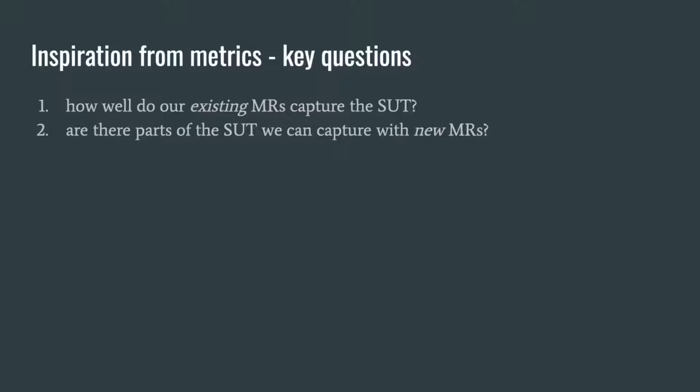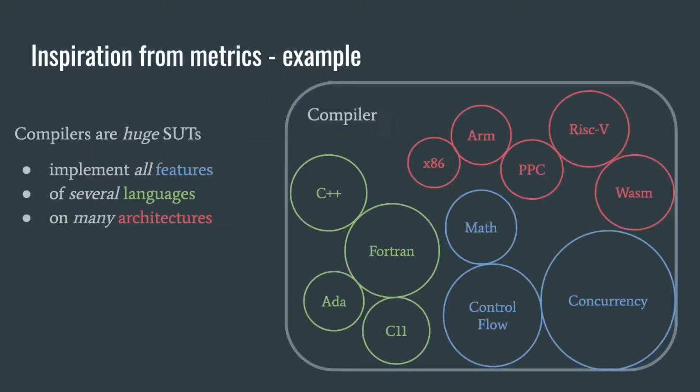So, giving a brief outline of metrics, I'm now going to go into a worked example from C4. Now, C4 targets compilers such as LLVM and the GNU compiler collection, and these are notoriously huge systems under test. They implement a very large amount of features of a large amount of programming languages, not just C, but also possibly C++, Fortran, Ada, and other such languages. And they do so for a great deal of processor architectures.